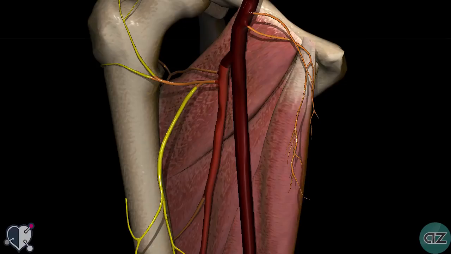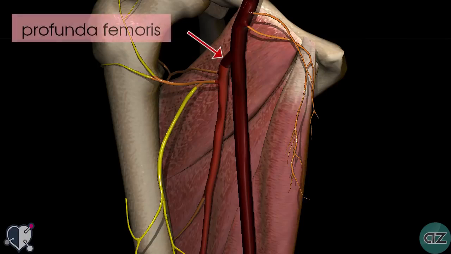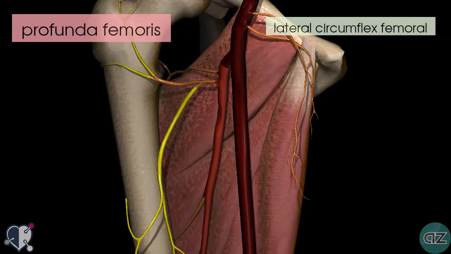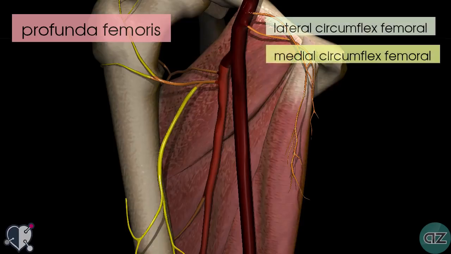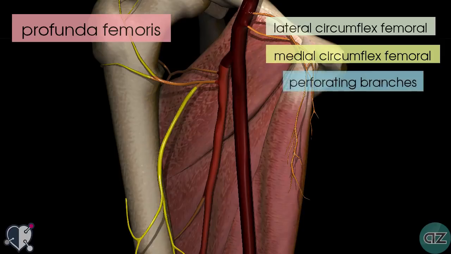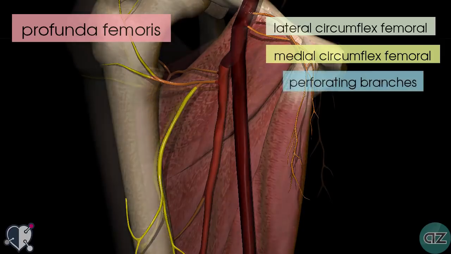Now moving a bit further down, we can see that there's several branches which are given off in the thigh. So you've got the deep artery of the thigh, which is called the profunda femoris artery, and you can see that here. This artery is the main supply to the adductor, the extensor and the flexor muscles of the thigh. The profunda femoris artery gives off three main branches. You've got the lateral circumflex, the medial circumflex, and then you've got perforating arteries, perforating branches.